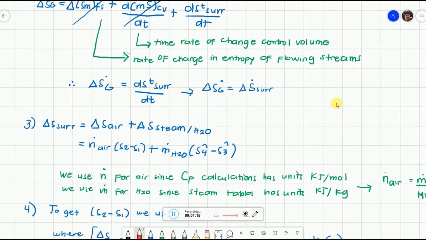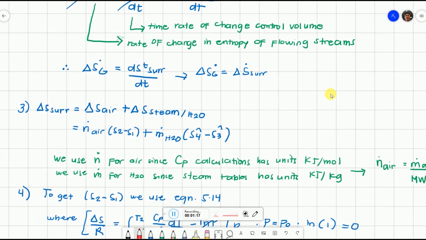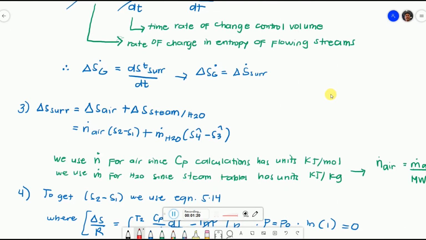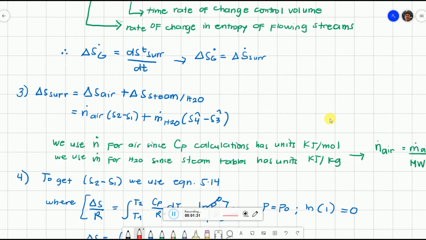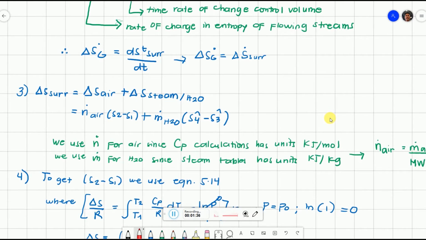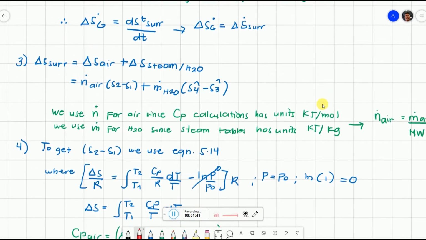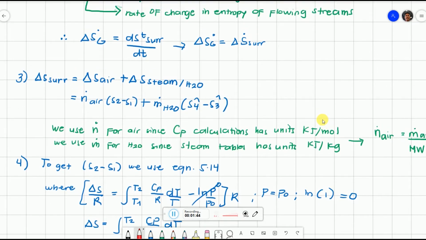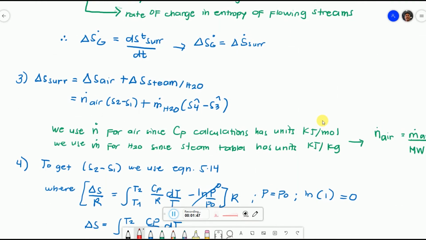Now we find an expression for the change of entropy of the surroundings, and we know that it is equal to the change of entropy of the air plus the change of entropy of the steam or the water. The change of entropy of air is just equal to the entropy at the outlet minus the inlet, which is the same for the change of entropy of steam, which is just equal to the entropy of the outlet minus the entropy of the inlet, shown as S4 and S3.